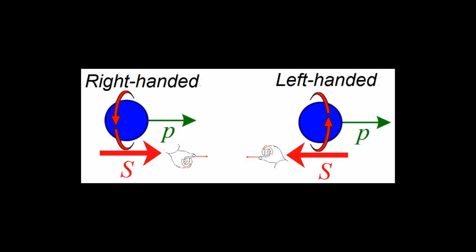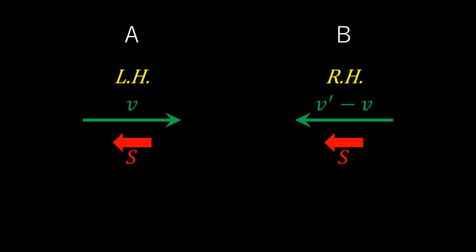Fermions are particles whose spin angular momentum is a half integer. Spin corresponds to the angular momentum of rotation. When the spin is in the same, or opposite, direction as the velocity, it is called right-handed or left-handed. Assuming an observer A observes the particle's velocity and spin as v and left-handed, respectively.